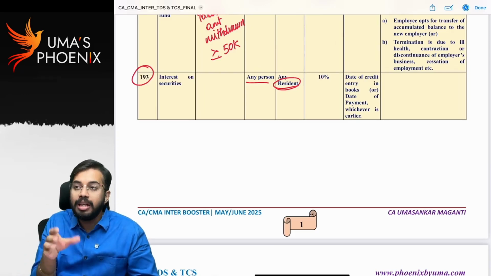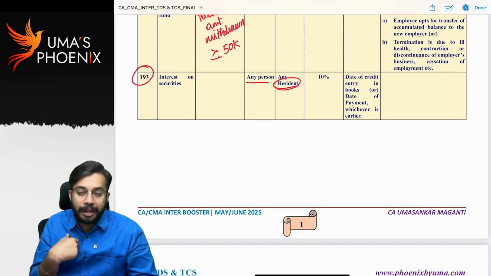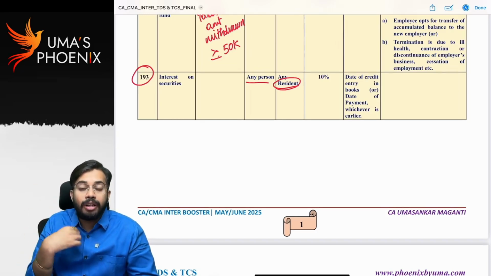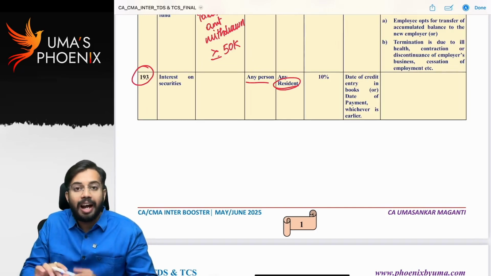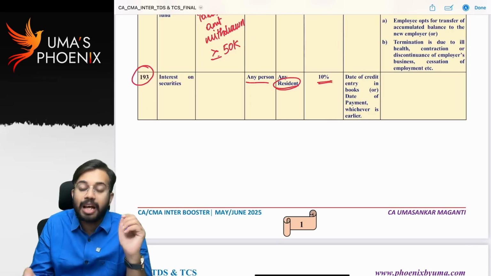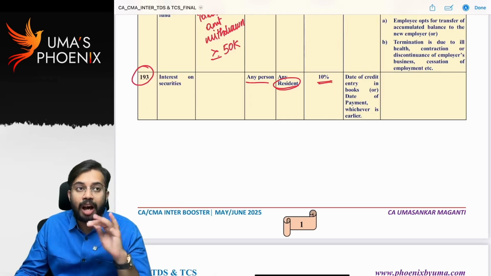On those debentures, interest of 40,000 is paid to me. Before the company pays 40,000 interest to me, the company is required to deduct TDS under section 193 at the rate of 10%. Sir, when is TDS required to be deducted? Accrual basis or cash basis, whichever is earlier.